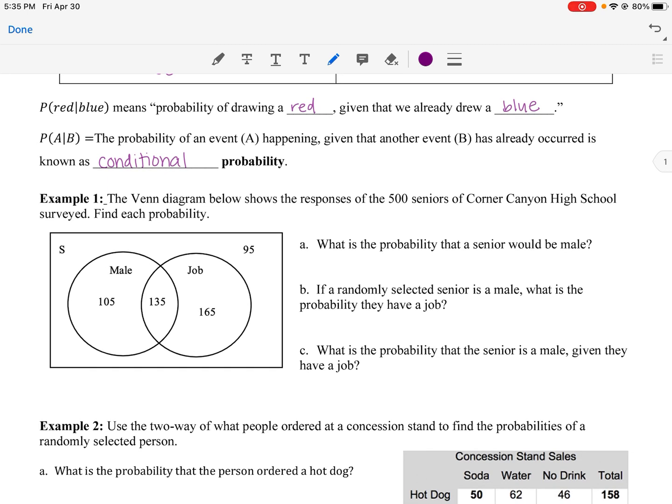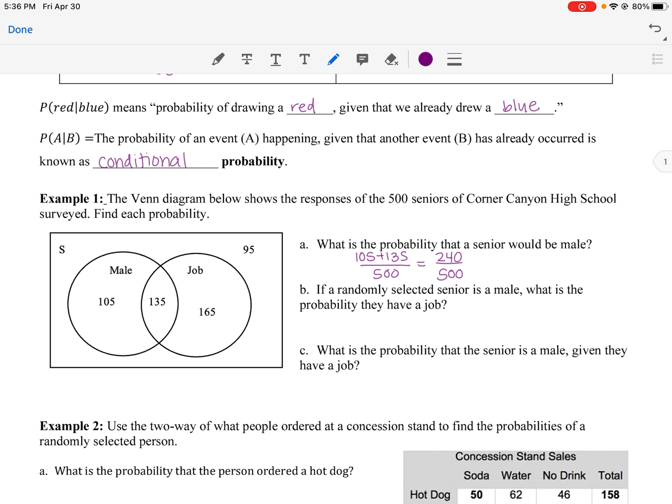So if we look at this Venn diagram below, it shows a response of 500 seniors, we'll say, at Corner Canyon High School that were surveyed, and we want to find the probability of each of these. So what's the probability that a senior would be male? In this case, for males, we've got 105 and 135 when we look at the entire circle out of 500. So we have 240 out of 500 seniors that are male.